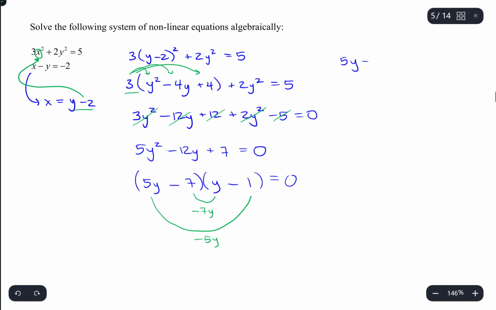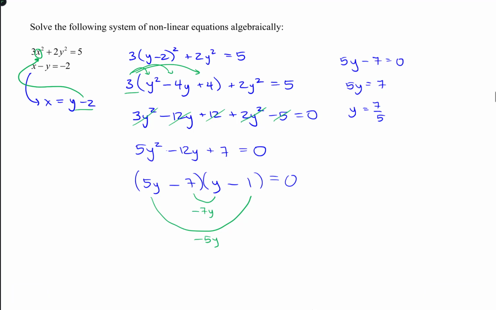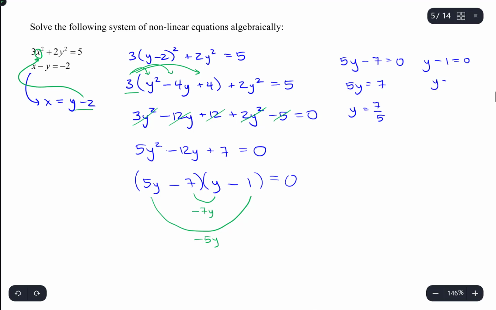And I can set each of these factors equal to 0. So if I take 5y minus 7 equals 0, then that would give me 5y equals 7, or y equals 7/5. All right, but then I also have y minus 1 to set equal to 0, which gives me another solution of y equals 1. But these are only the y values of my solutions, so it looks like I'm going to have two different solutions here. But I need to figure out what the x value is for each of them.